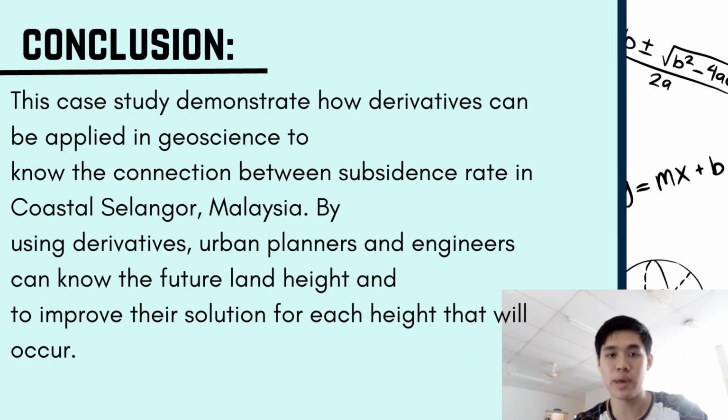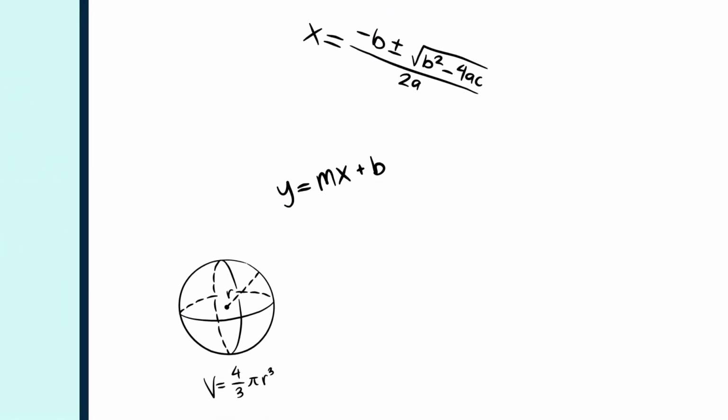For my conclusion, this case study demonstrates how derivatives can be applied in geoscience to know the connection between subsidence rate in coastal Selangor, Malaysia. By using derivatives, urban planners and engineers can know the future land height and improve their solution for each height that will occur. Therefore, derivatives are very important in avoiding every possible risk that can be caused by subsidence in Malaysia. That's all. Thank you.